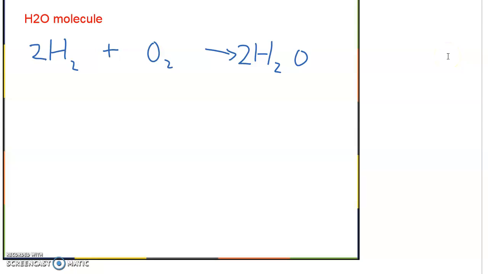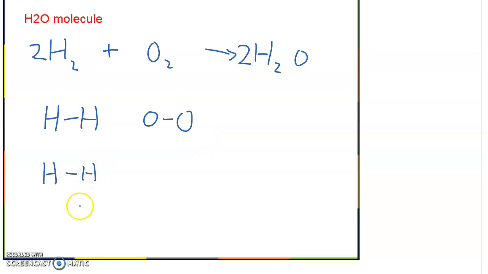However, there's another way of approach. Now, I'm going to draw the molecule here, H2. So I have two of this. I have one molecule, I have two molecules, and I put oxygen, O2. How do I know how much energy will be released?